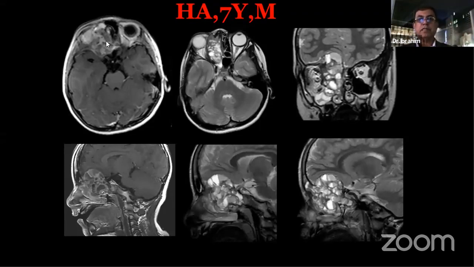You can see this complex lesion involving the anterior cranial fossa, the ethmoid bone, going into the maxilla here, going to the nasal cavity. So it is really challenging.